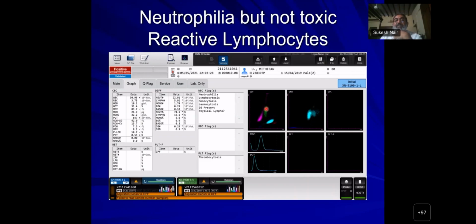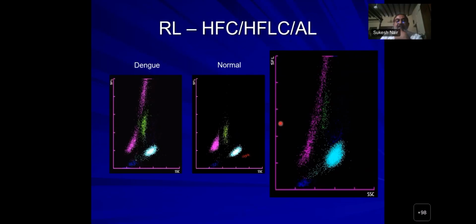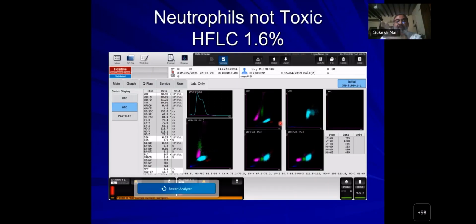Like neutrophil, if it's dengue, it will go at a slightly lesser angle. So I'm sure that this is viral infection and not a bacterial infection. And there is no eosinopenia. As you can see, there are eosinophils there. Okay, I start running it on, so the high HFLC is 1.6%. So yes, it's a viral infection. And of course, the neutrophil fluorescence is not high. And so therefore, very clear, it is not bacterial.